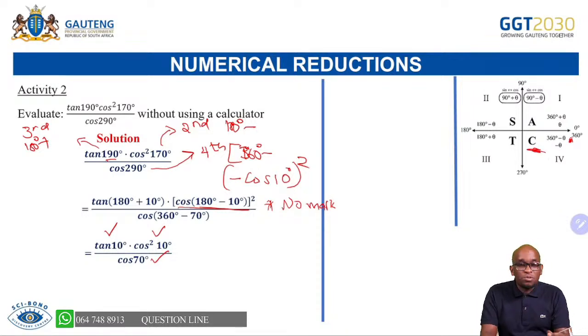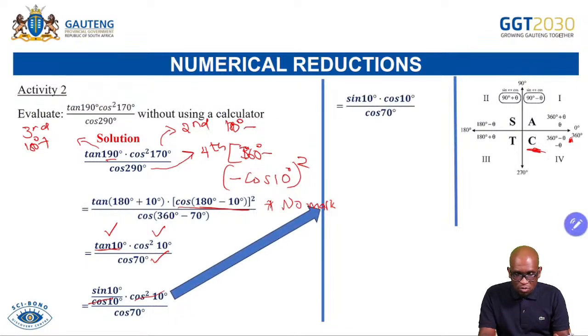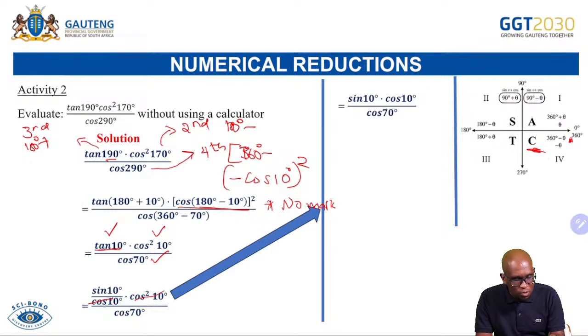Right, let's continue with our work here. You can see we have the tangent here, which we can change to sine divided by cos. Sine 10 divided by cos 10, and then from there you can see one of these cosines would be divided out. So if I go to that side, we'll be left with, because the cosine is divided, we got 1 there, so it's sine 10 divided by 1, which is sine 10. One of the cosines was gone, so we have cosine 10 divided by the cosine of 70.